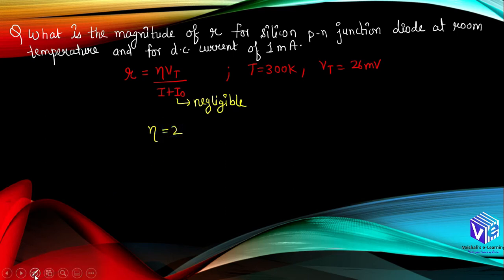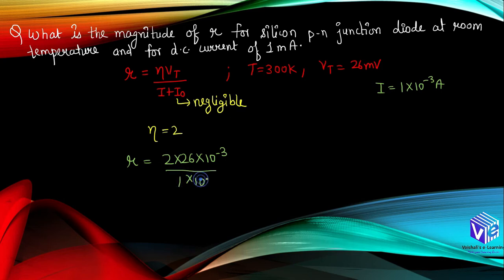Right, so now let's put all of the values in this question. So here R will be equal to 2 into Vt, which is 26 millivolt, 26 into 10 raised to power minus 3 volt, and upon that we have the current which is given as 1 milliampere. So I is equal to 1 into 10 raised to power minus 3 ampere. Right, so we will be dividing it by 1 into 10 raised to power minus 3, and this is how we will be calculating RF to be equal to 52 ohm. Right, so I hope you understood this question as well.